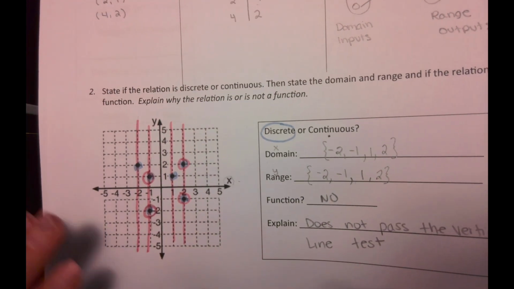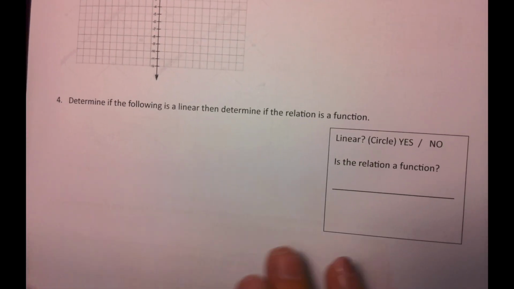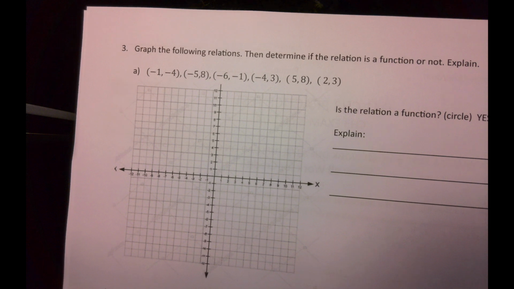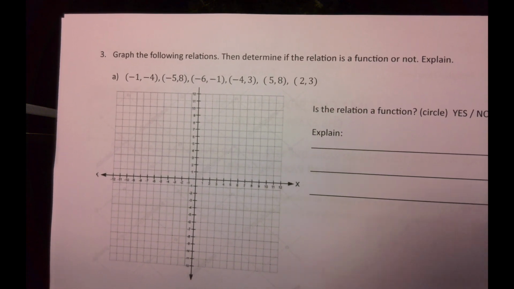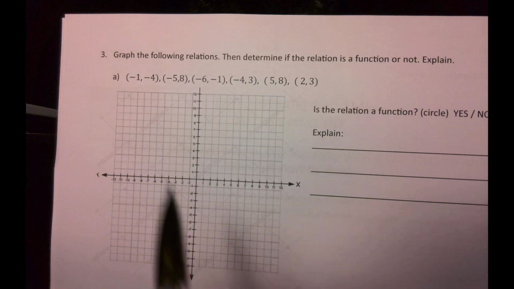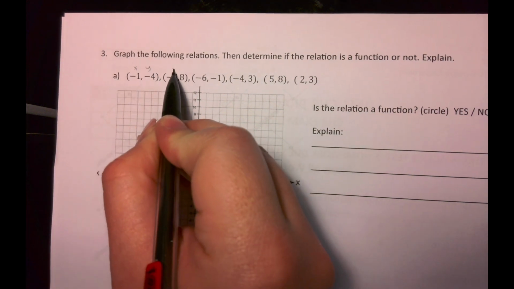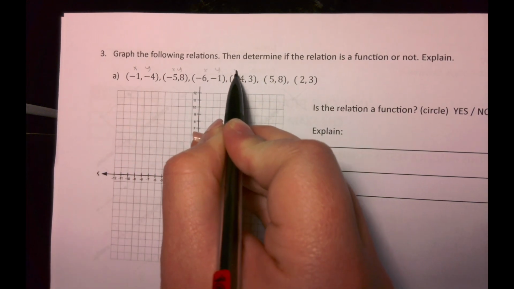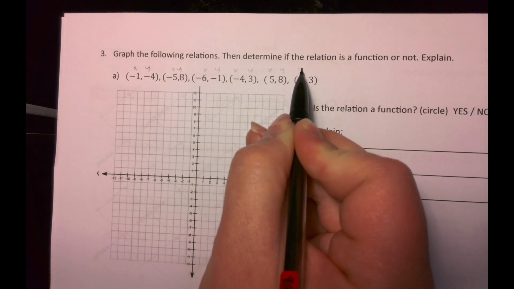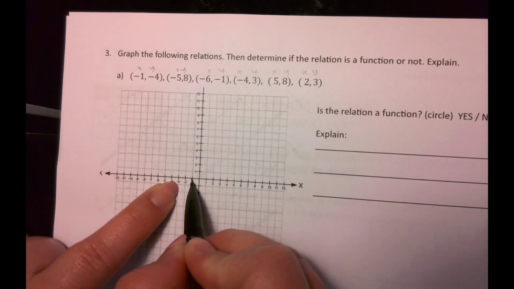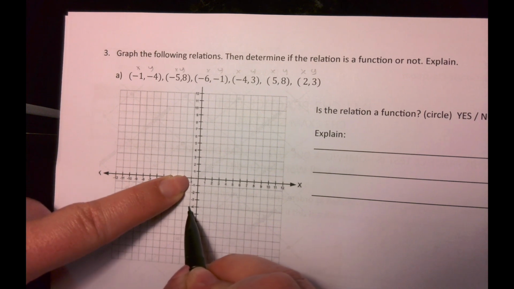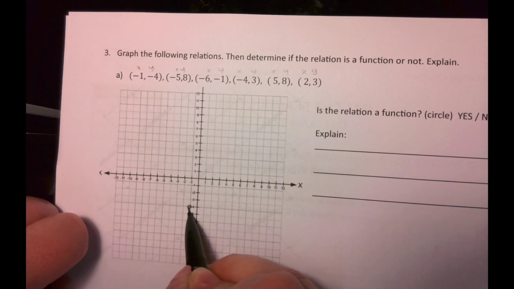All right, let's go ahead and move on. It says graph the following relations, then determine if the relation is a function or not, and explain. So when graphing your points, we're going to go with our x, y, x, y, x, y. Now I'm labeling them because we want the first number to be on the x-axis, second number to be on the y-axis. Then we're going to mark our point.